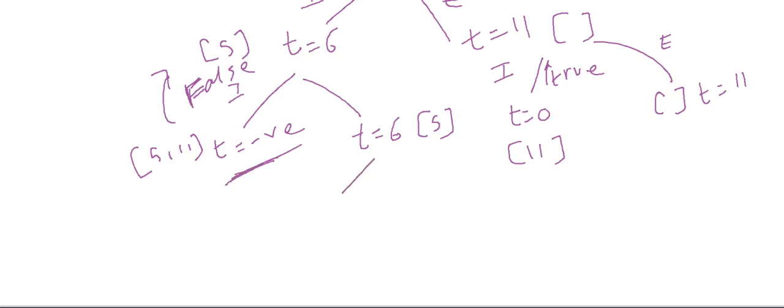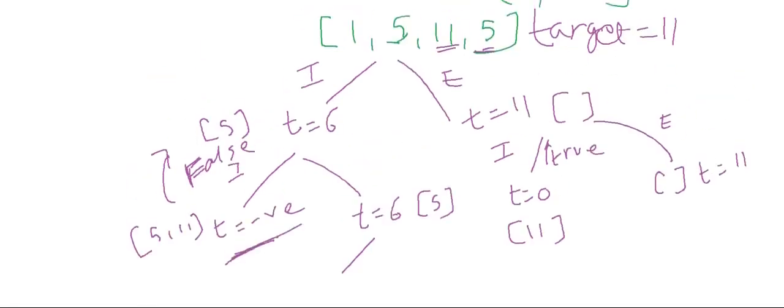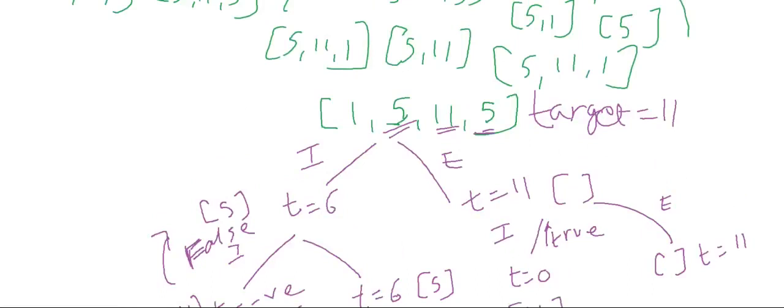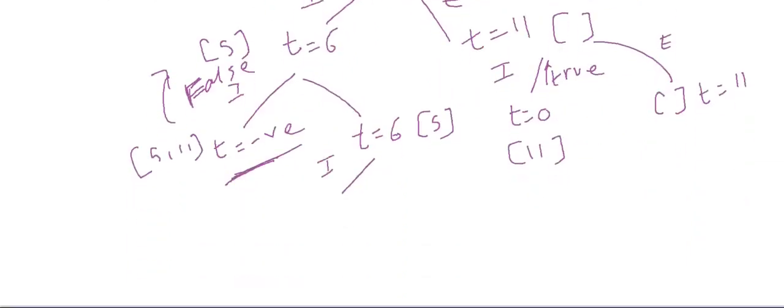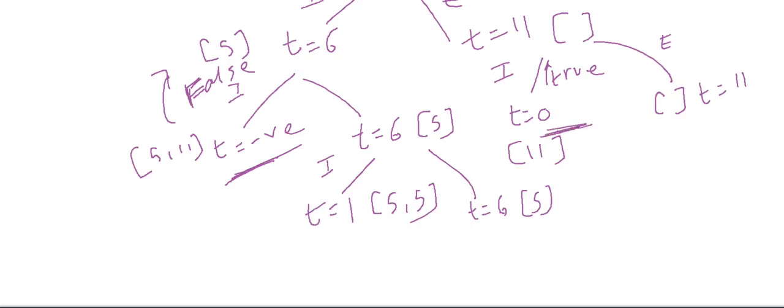Let's continue here. Now here the target is 6 and my next element is what? What is my next element? 5. So I'm going to include and exclude 5. Okay, so let's do that. If I'm including 5, my target will be equal to 1, 6 minus 5 is 1. And then my subset is this, right? And if I'm excluding 5, my target is 6 and my subset is still 5, right? And here this branch is done because we got target 0.